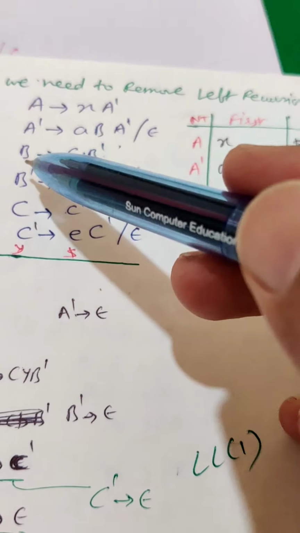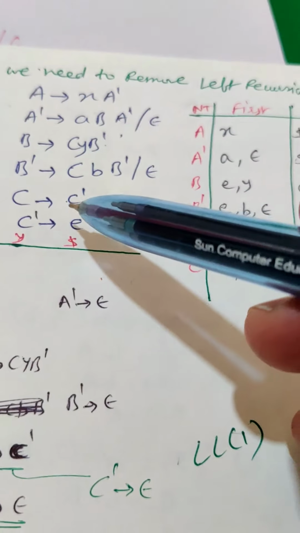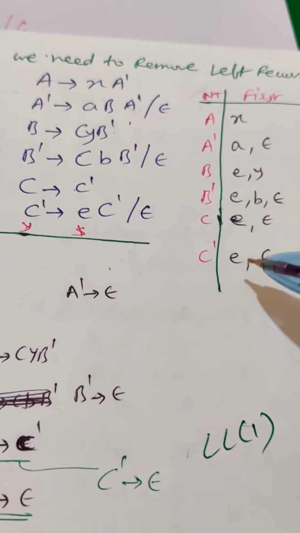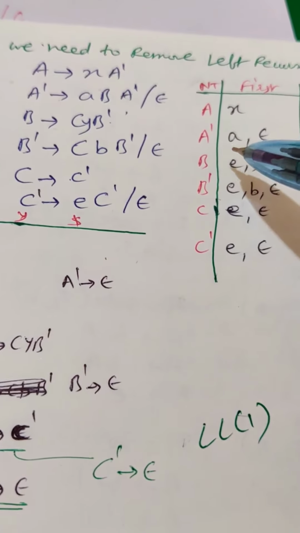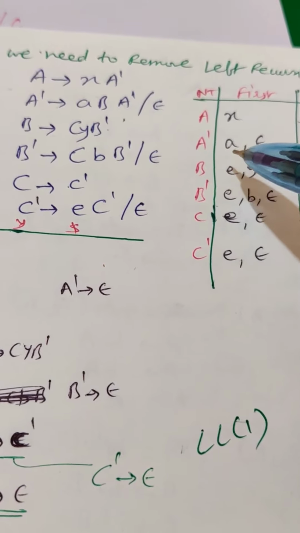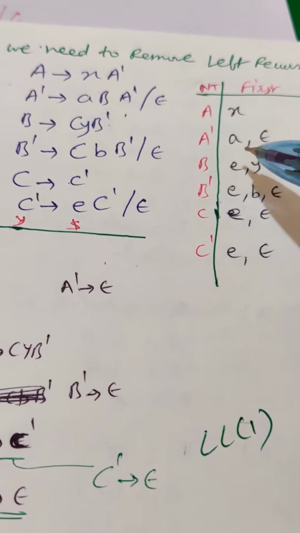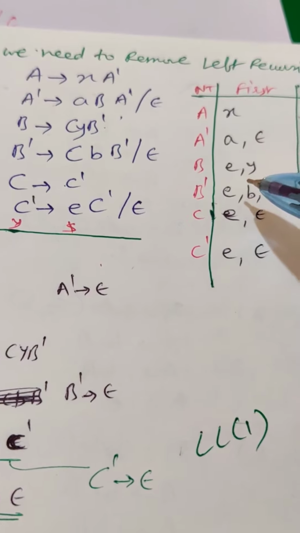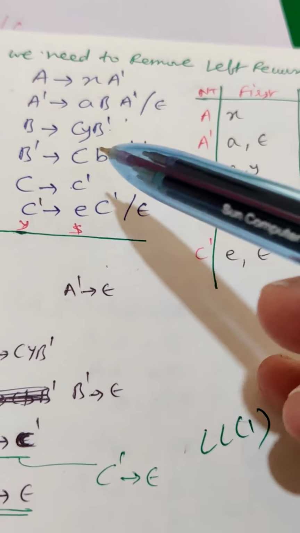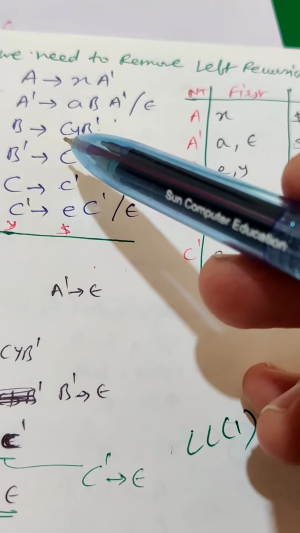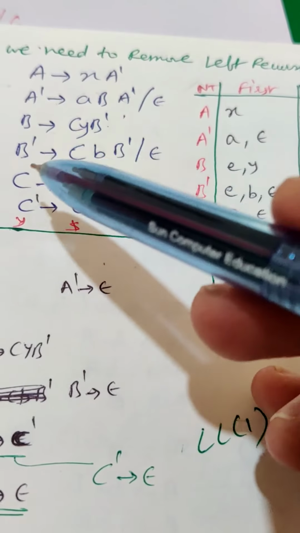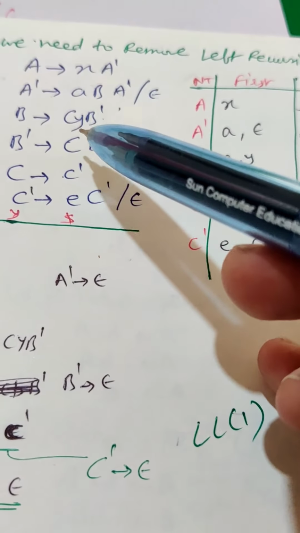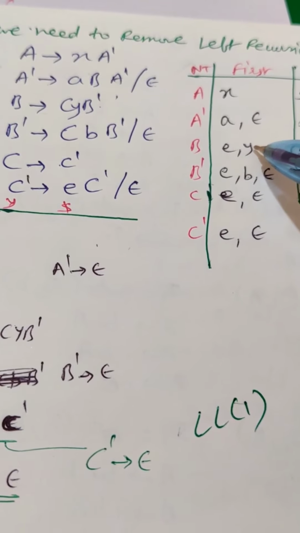Then first of B is first of C, first of C is first of C dash, and first of C dash is E or epsilon. So what you get here is E or epsilon for first of C dash, and first of A is already done, A or epsilon. First of B was first of C, so here we get E or epsilon. Now the point is, in this grammar when C goes to epsilon, the first of this rule becomes Y. That's why you get Y here as a first of B.